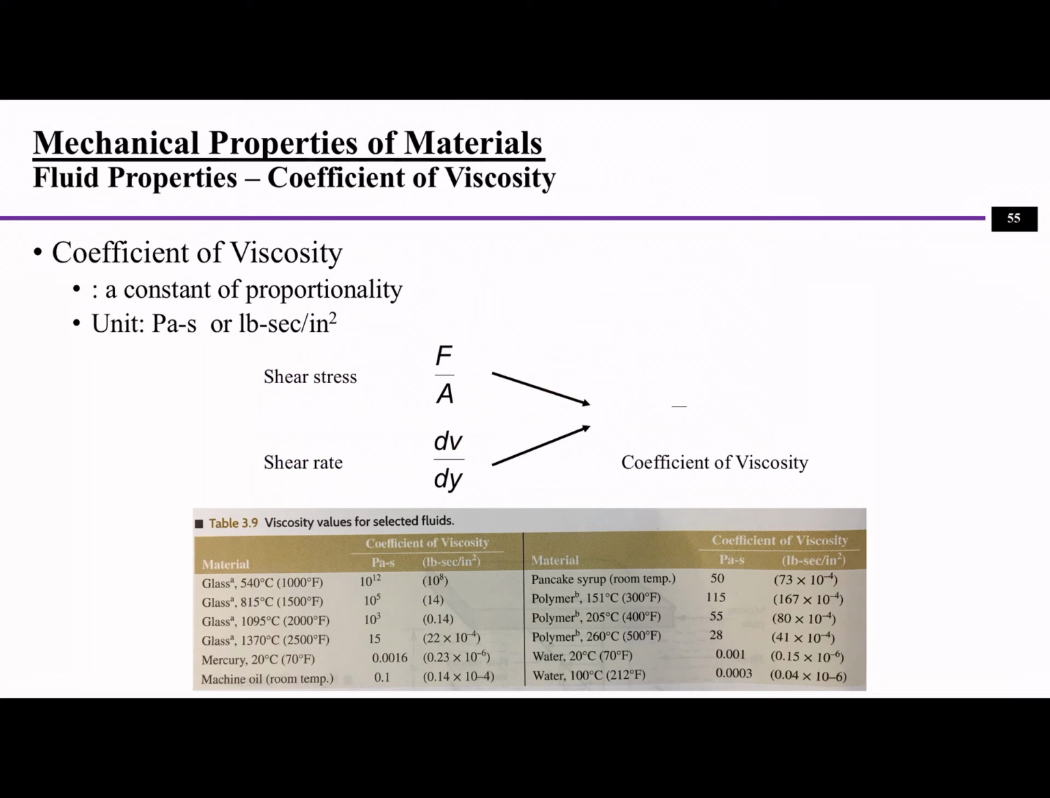All right, so for this table, you can see there are different materials' viscosity values. There are some high ones, for example, glass. Glass has higher viscosity, while water has really low viscosity, and you can tell from your life. So this is how you can use viscosity to potentially select materials for different applications. Pancake, polymers, mercury, machining oil.